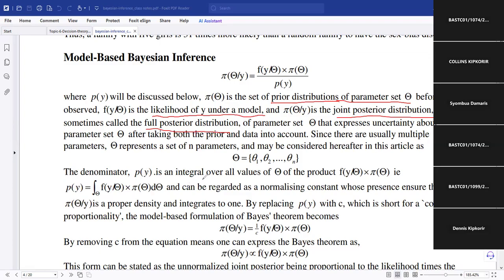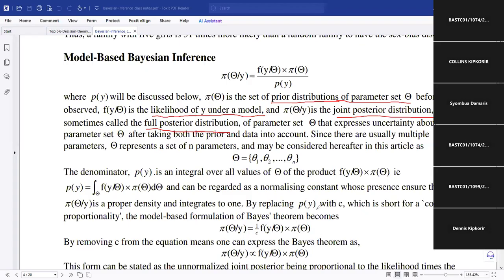Now the denominator P of y is the integral over all the values of the parameter space of the product f of y given theta multiplied by pi of theta, i.e. the P of y, or the probability of y, is the integral across all the parameter space of f of y given theta multiplied by pi of theta, with respect to theta. It can be regarded as a normalizing constant whose presence ensures that our posterior distribution is a proper density and integrates to 1.